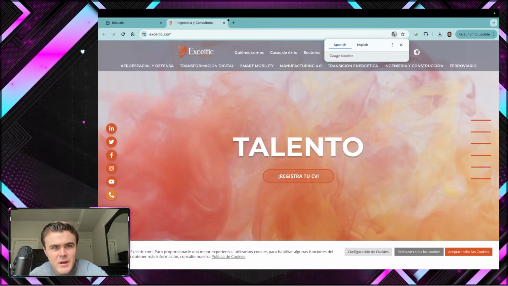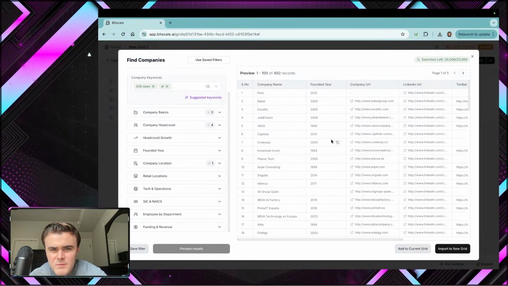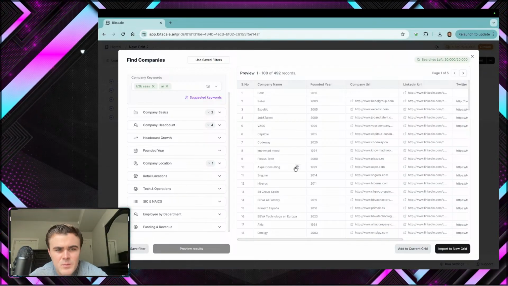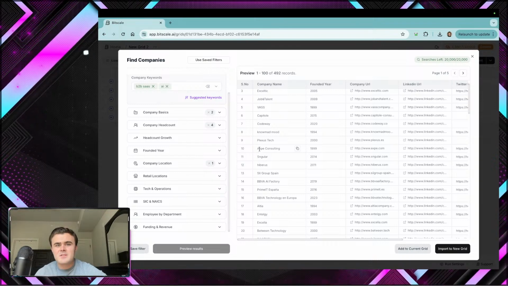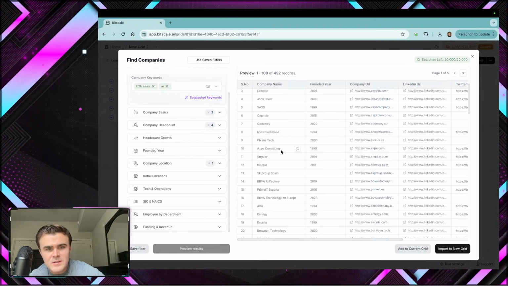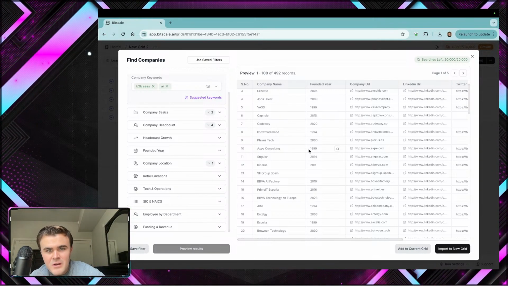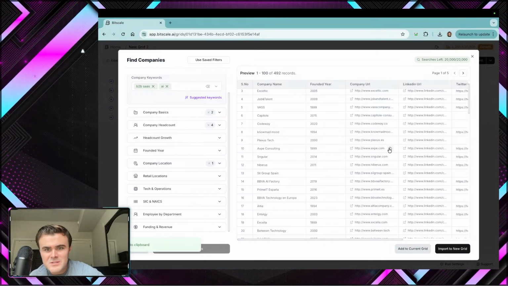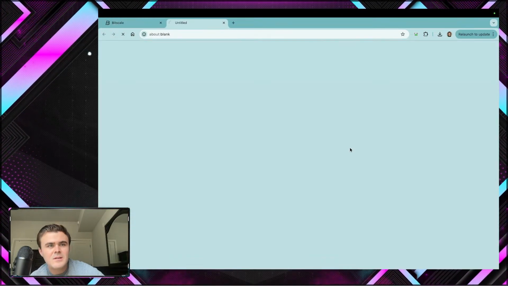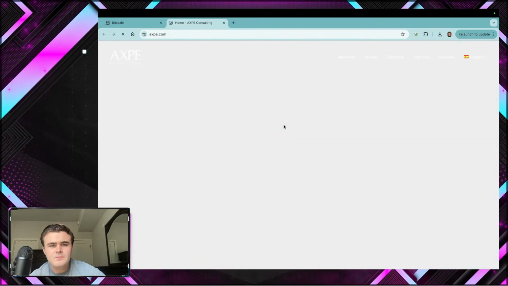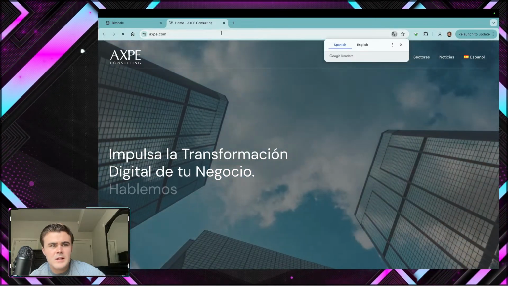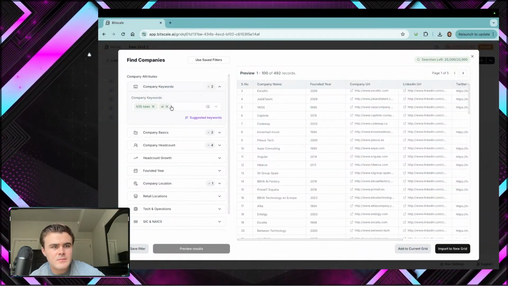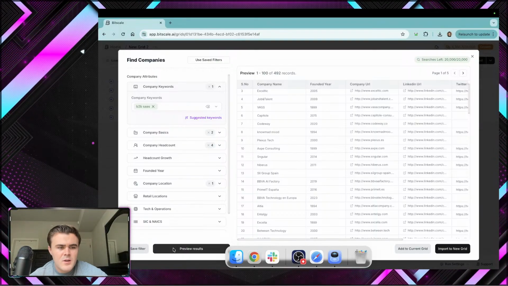This is in Spanish, but it doesn't look like a B2B SaaS. Let me try and find something. Here, Axpe Consulting, founded in 1999. I would assume that's definitely not a B2B SaaS. So let's get rid of that keyword. All right, so we got B2B SaaS.